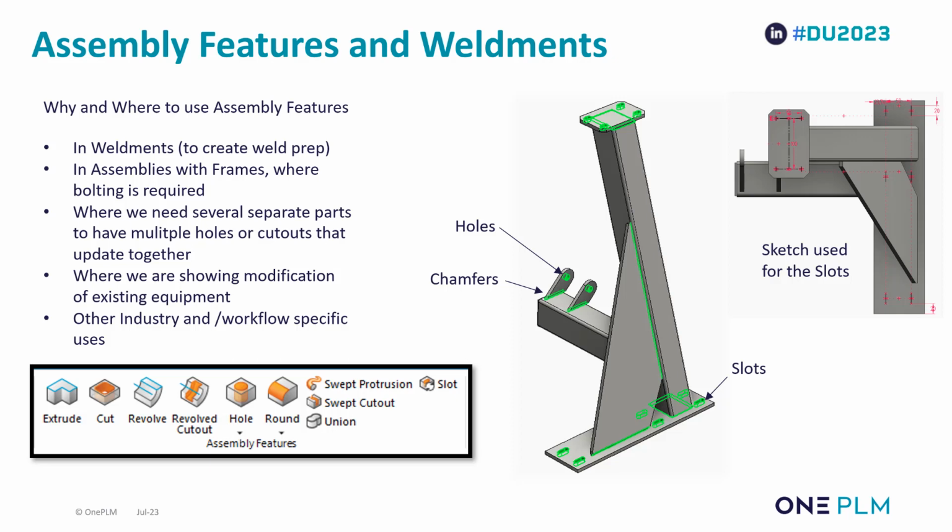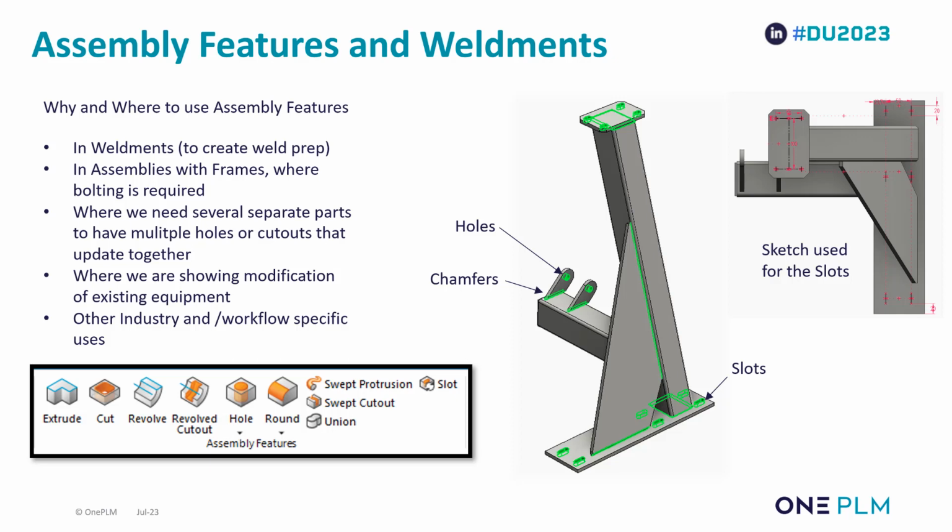Where we need several separate parts to have multiple holes or cutouts that update together. You see the image on the right there, I've got a load of slots. These all need to be exact because this is fitting two parts together that need to be in exact position. So if those two parts need to be a different distance apart, it's easier to edit this single sketch all in one go.